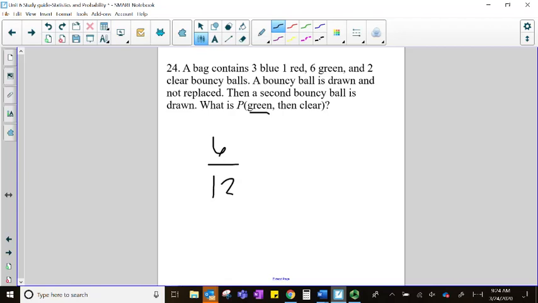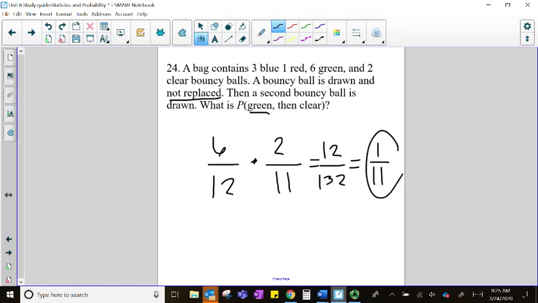The second time, and then, which means we're going to multiply, we want clear. However, that ball is not replaced, so it goes down by 1. We already lost 1 out of the bag, and now we are looking for clear, and there's only 2 clear left in there. 6 times 2 is 12. 12 times 11 is 132, and both of these can be divided by 12, so there's a 1 in 11 chance. If you turn that into a decimal, it's 0.09. If you turn it into a percent, it's 9%. There you go.